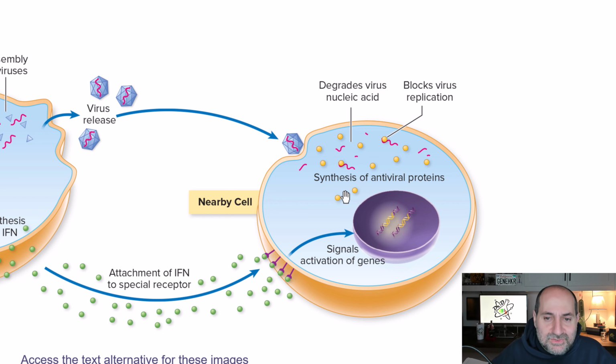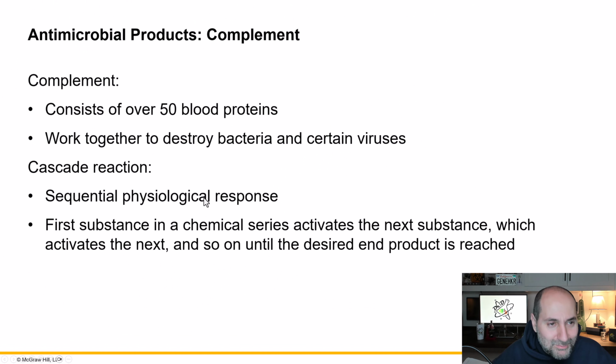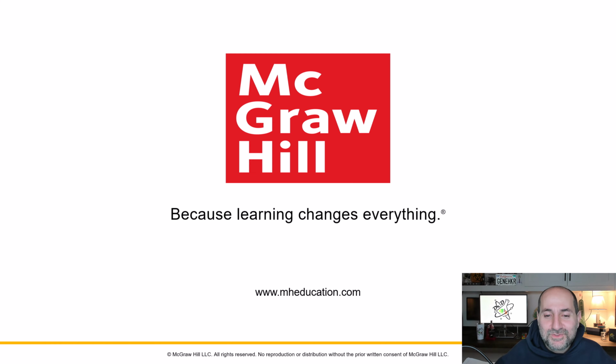However, it does stop the progression of the infection. And do you remember complement? Over 50 blood proteins, serum proteins that play a role in fighting off infections. All right, and that's it for the innate immune system. Please know that everything talked about in this chapter covered the innate immune system, the branch that does not improve with exposure, the branch that does not form a memory.